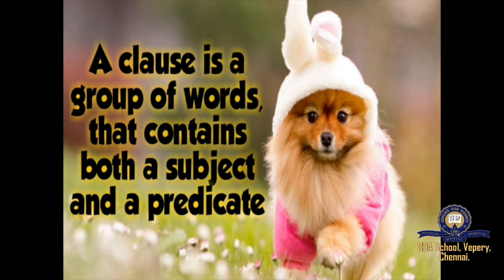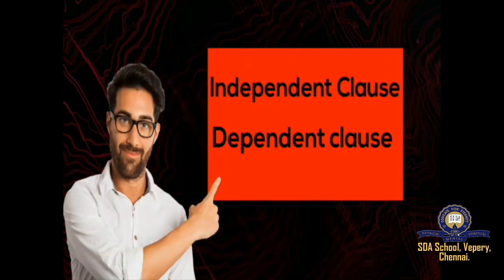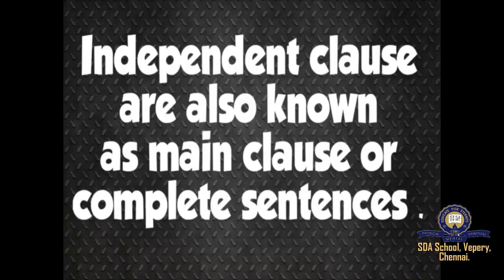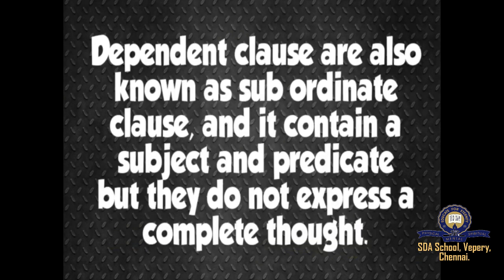A clause is a group of words that contains both a subject and a predicate. There are two types of clauses. One is the independent clause and the other is the dependent clause. First, let's see the independent clause. Independent clauses are also known as main clauses or complete sentences. Next, the dependent clause. Dependent clauses are also known as subordinate clauses, and they contain a subject and predicate, but they do not express a complete thought.